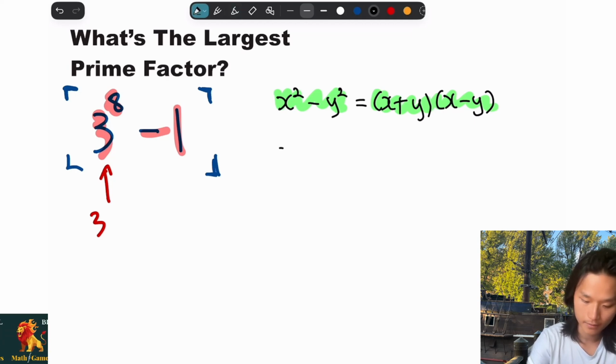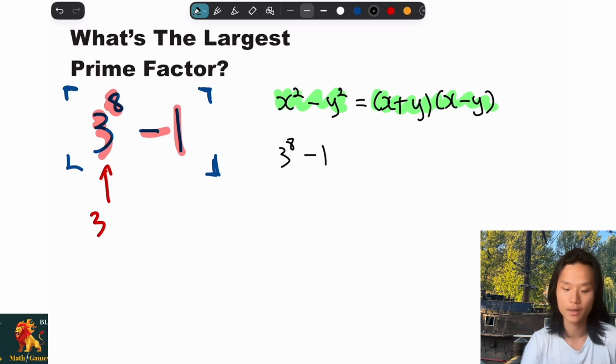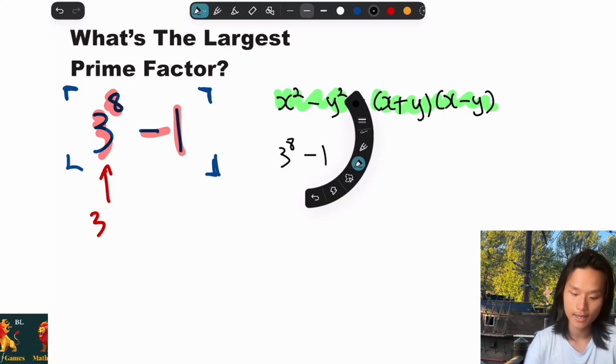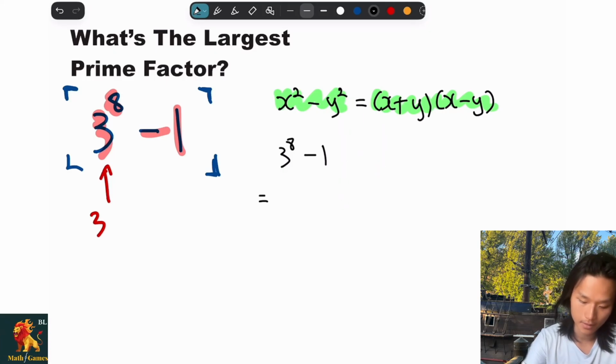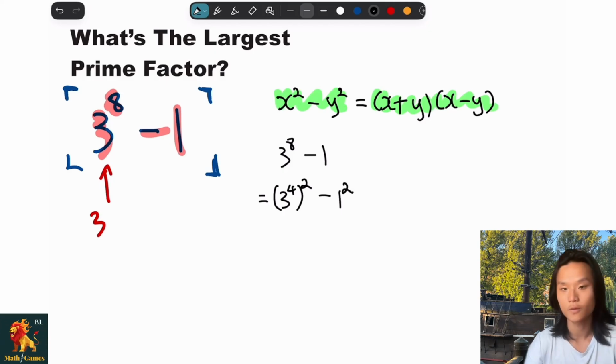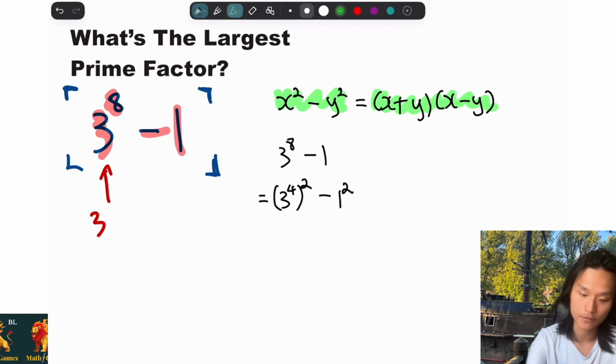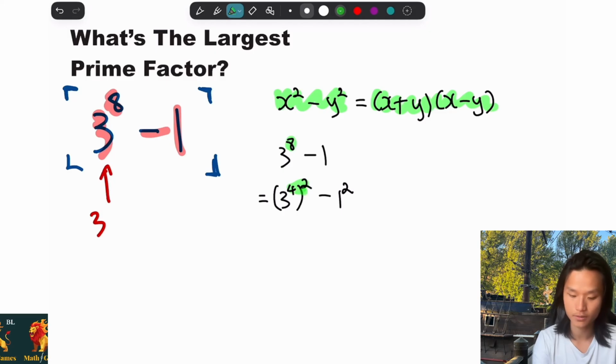So we have 3 raised to the power of 8 minus 1, right? But we can rewrite that as 3 raised to the power of 4 squared minus 1 squared. Now, 1 squared is just 1 times 1, which is just 1. And for the first part here, that's just index laws. We just multiply the 2 and the 4, so 2 times 4 is 8.